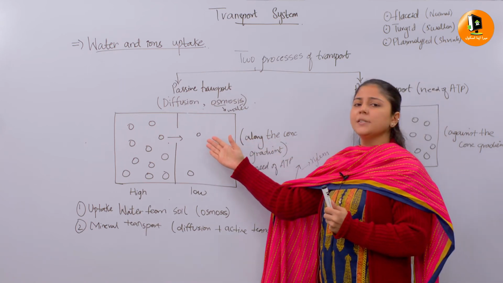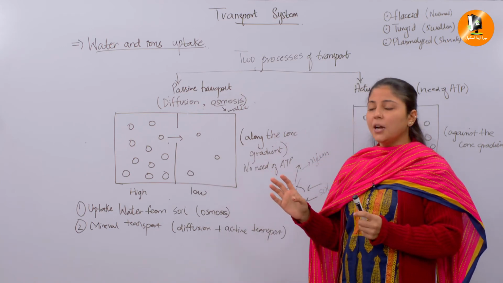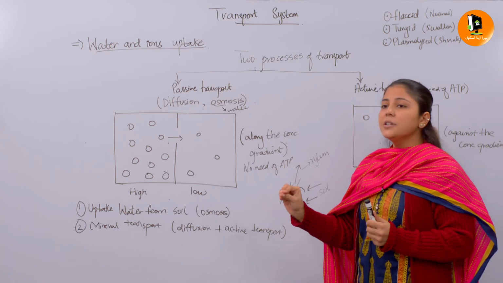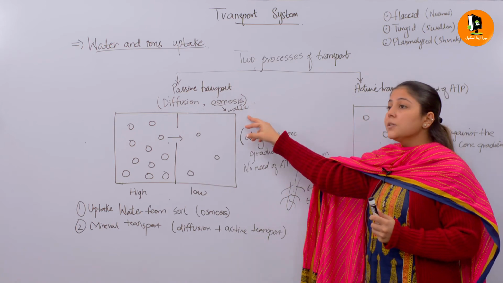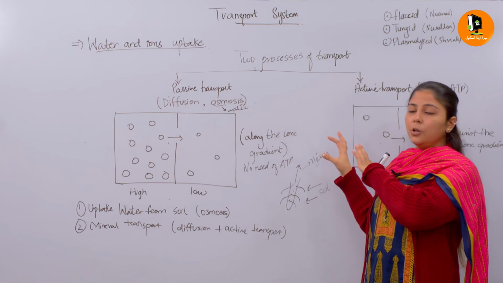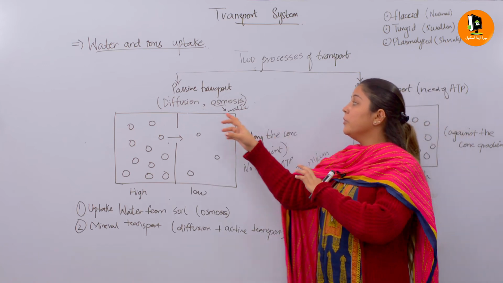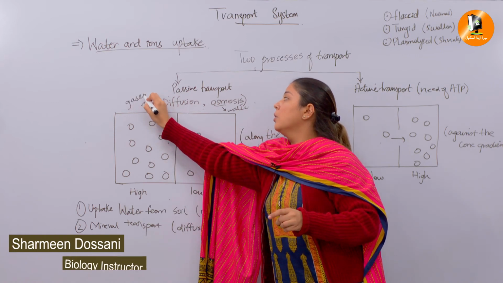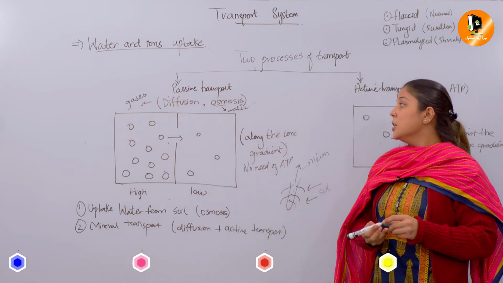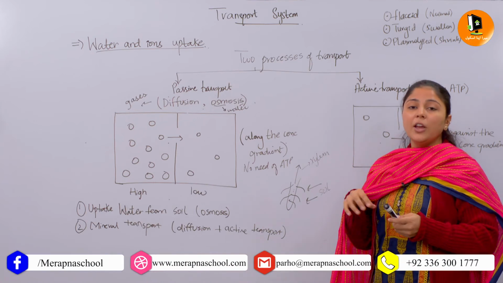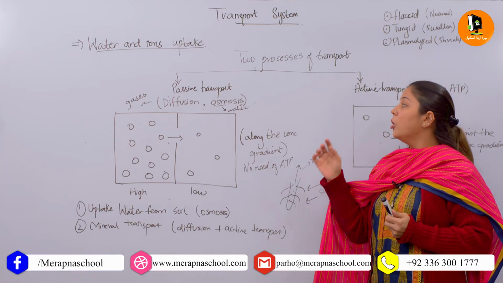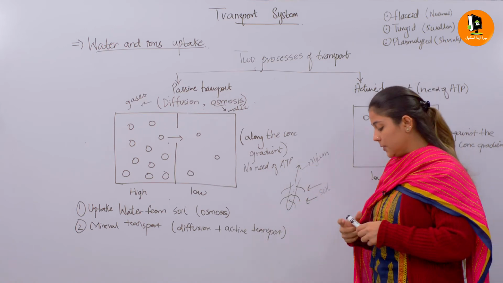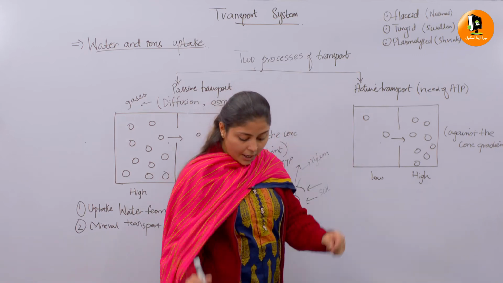What is the major difference between osmosis and diffusion? Both are types of passive transport, but there is a very little difference: the term osmosis always covers water molecules, but when we say diffusion, it covers gases, or you can say minerals. So when you are talking about gases, the term diffusion comes, but when you are talking about water, the term osmosis comes.